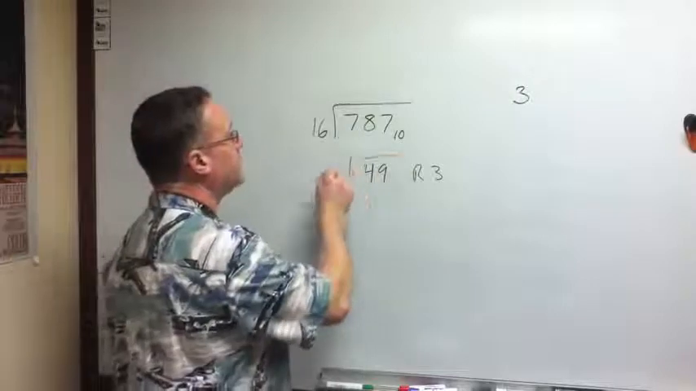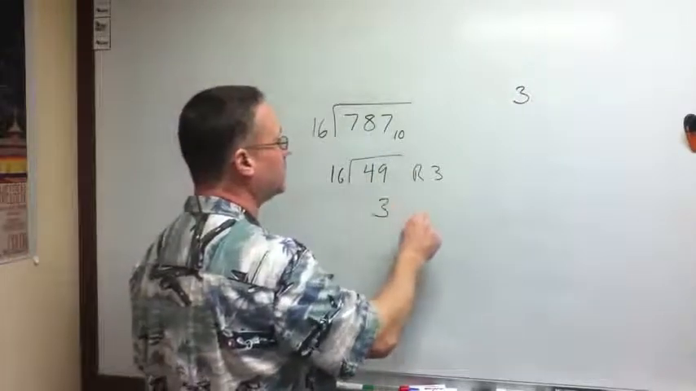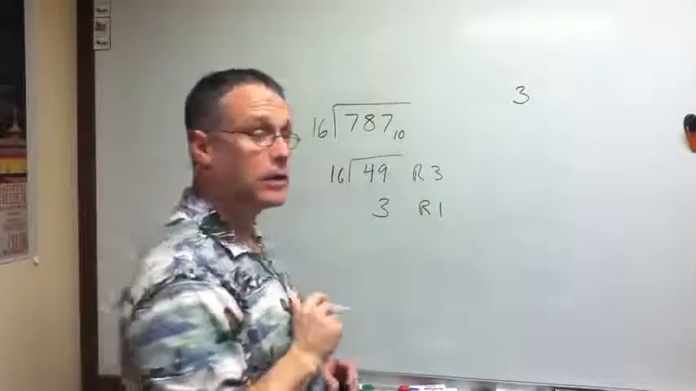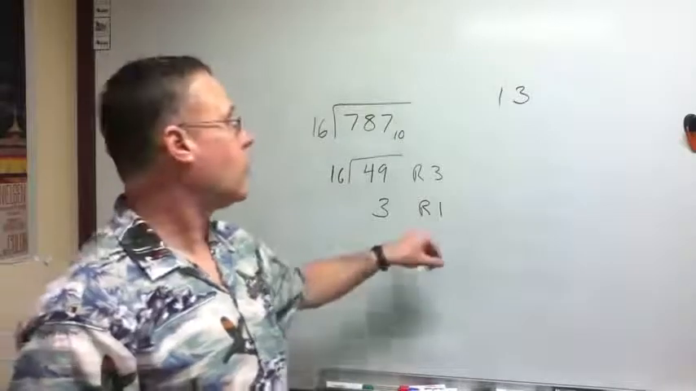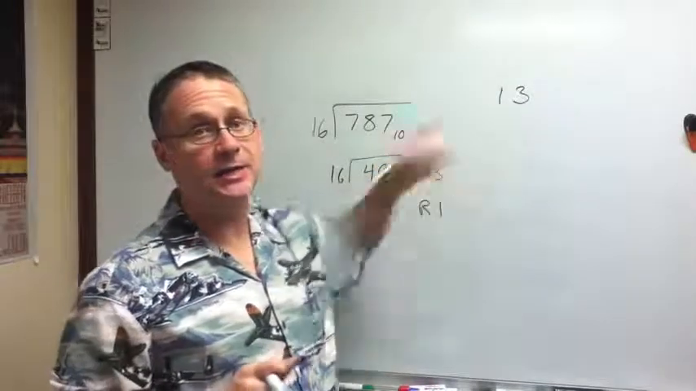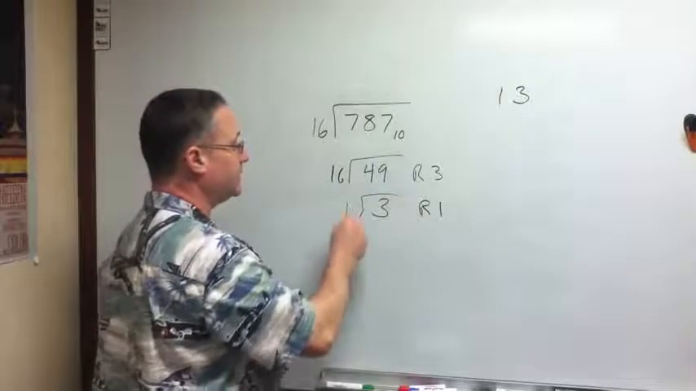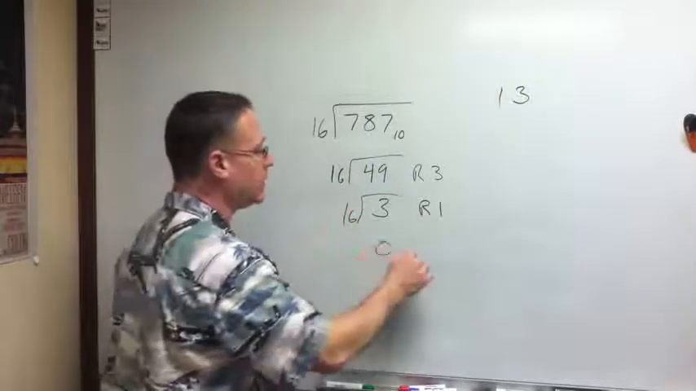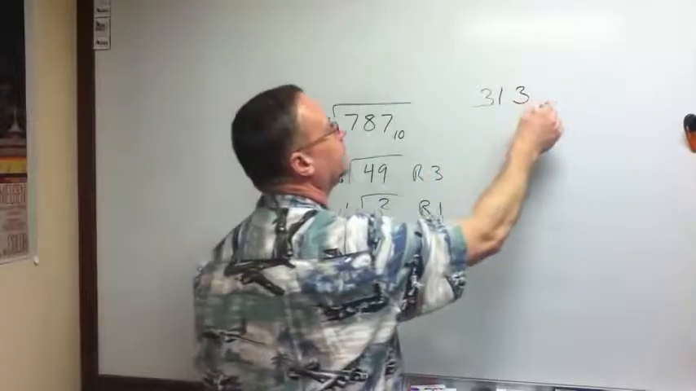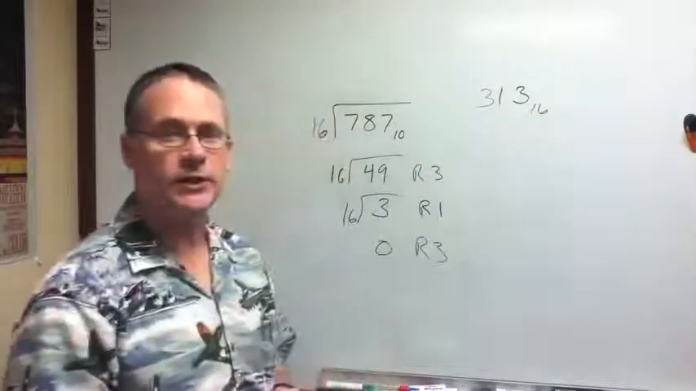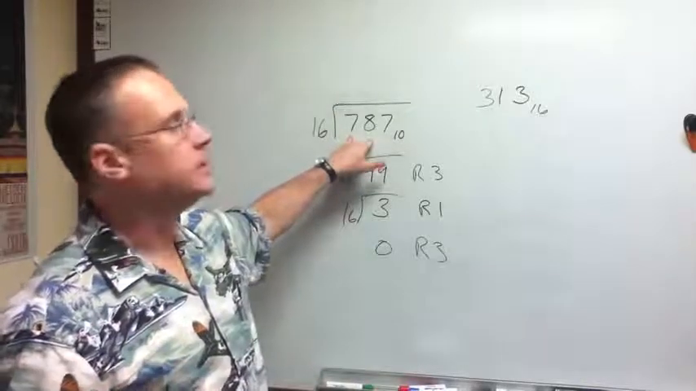Divide that by 16 again, and that would be 3 with a remainder of 1. 16 times 3 is 48. So 1 is the next digit in my hexadecimal representation. And then last but not least, if I divide this by 16, it's 0 with a remainder of 3. And so 3 up there finishes off my representation in hex. So 787 in decimal is equivalent to 313.